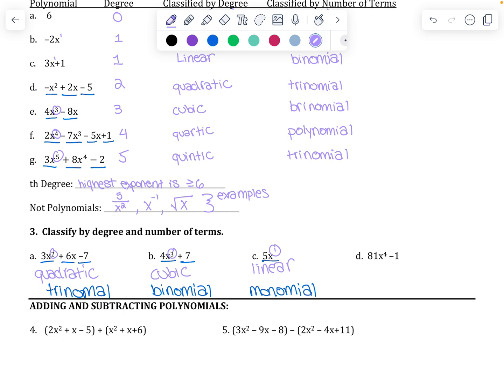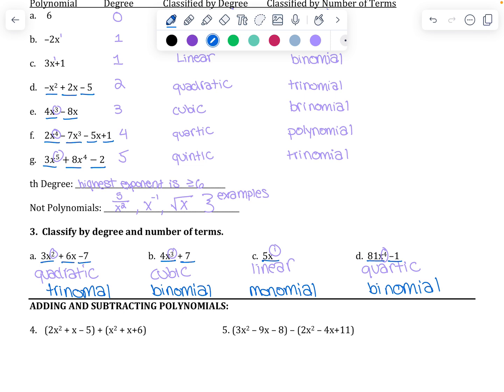And my last one, my highest exponent I see is 4, so think there's 4 quarters, so this is a quartic. And then again, 2 terms I see, so this is a binomial. So just know, you're going to have to classify by the degree and number of terms. And that's how you do that part.